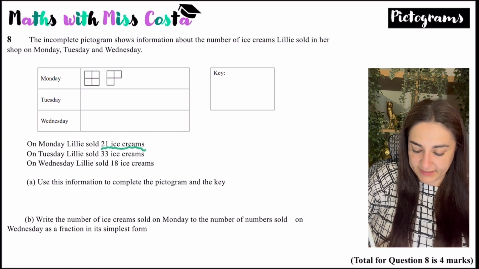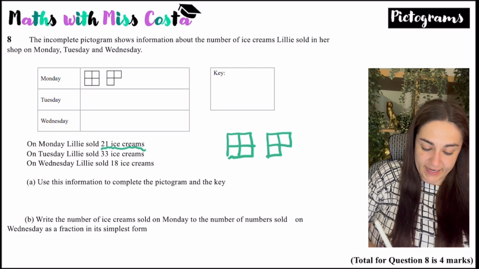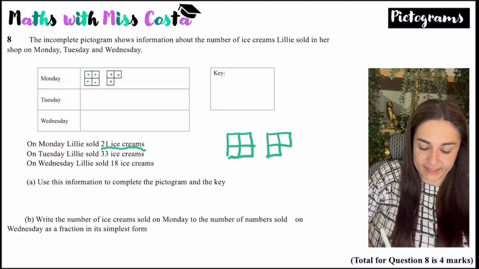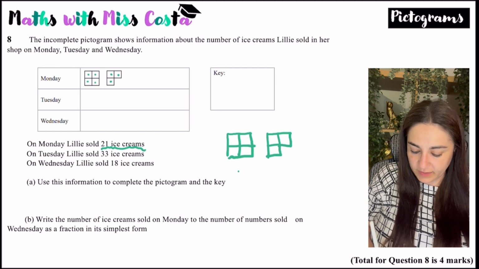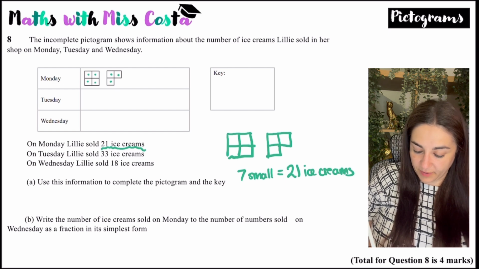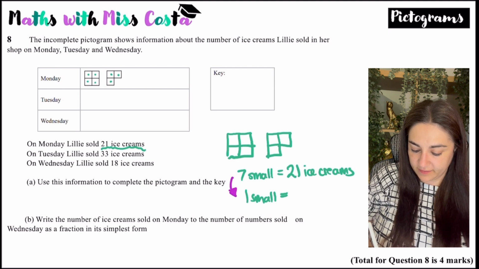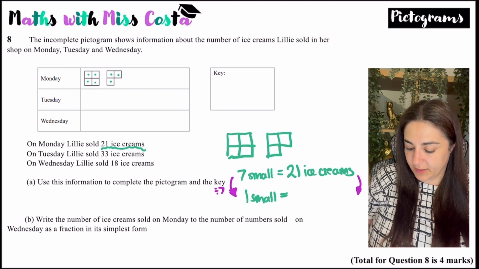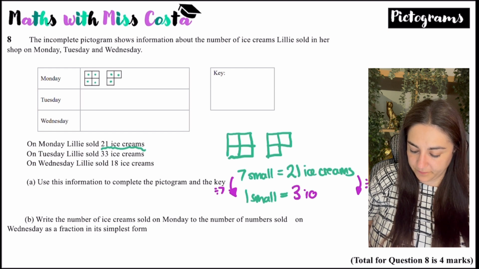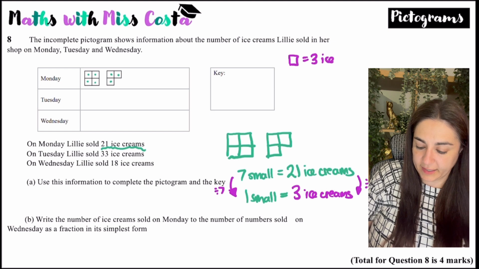So I've got a big square that's split into 4 parts. And then I've got 3/4 of a square. Or I could look at it as 1, 2, 3, 4, 5, 6, 7 small squares. So 7 small squares is equal to 21 ice creams. So what I could do then is divide by 7 to figure out what one small square must be. So 7 divided by 7 is 1, and 21 divided by 7 is 3. So that tells me that one little square is worth 3 ice creams.